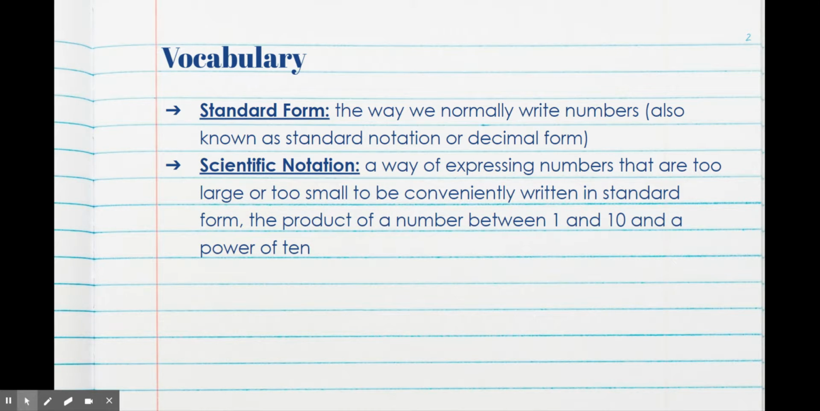Next is scientific notation. Scientific notation is a way of expressing numbers that are too large or too small to be conveniently written in standard form. It's also known as the product of a number between 1 and 10 and a power of 10. The last vocabulary term is product. Product is the answer to a multiplication problem.